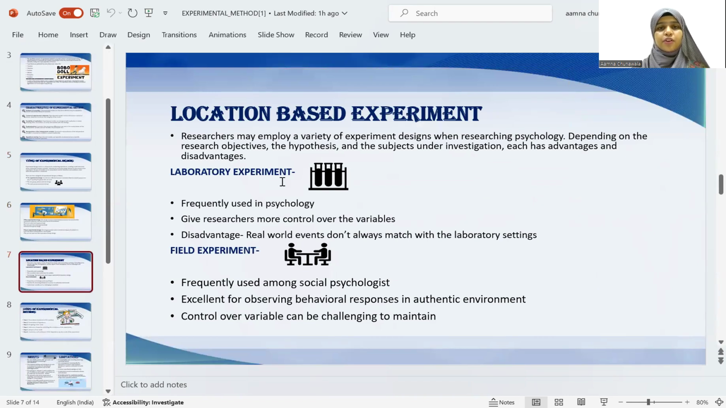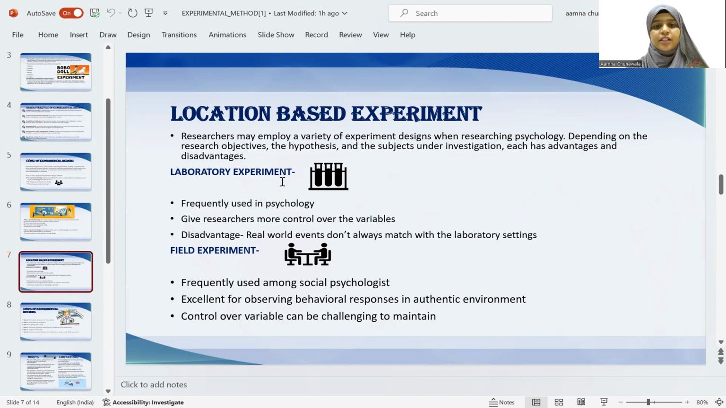Now, there are two types of experiments, one which is conducted within laboratory settings and one which is conducted within field settings. Now, location-based experiments means that researchers may employ a variety of experiment designs when researching about psychology. Depending on the research objectives, the hypothesis, and the subjects under investigation, each has its advantages and disadvantages.